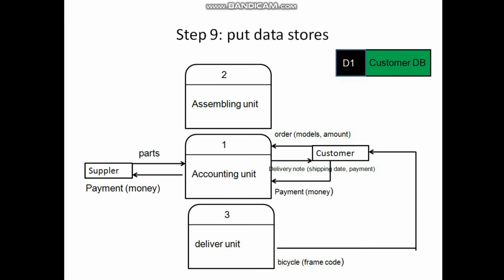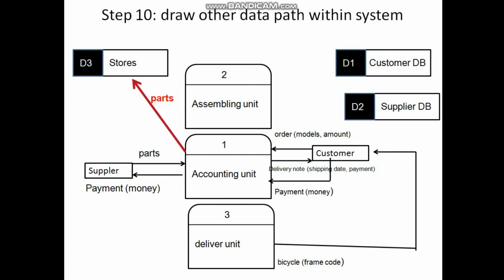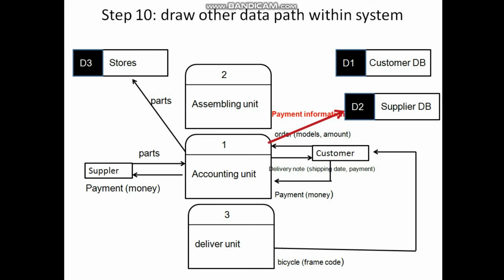Step 9, putting data stores. First I put the customer database, second the supplier database and last the store database. Step 10, under this step I am going to draw the other data paths. According to the task information, the account unit needs to put parts to the store. This link shows that connection. Meantime, the accounting unit needs to update the supplier database with this new information. This link shows that connection.